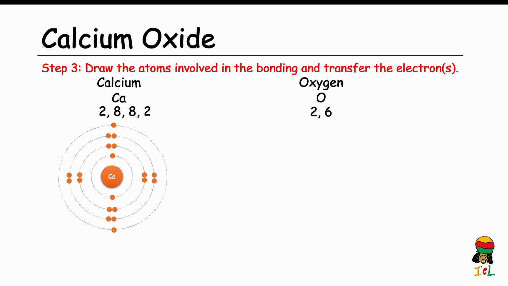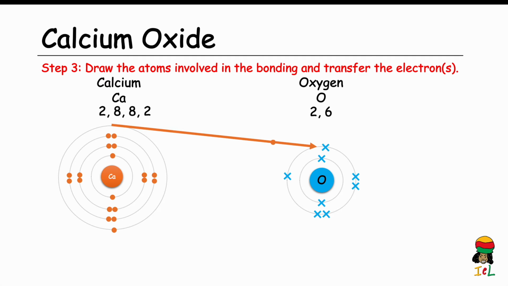Next is the oxygen atom, starting with its central nucleus surrounded by 2 shells. We're going to use crosses to represent the electrons on the oxygen atom. The first shell carries 2 electrons and the second shell carries 6 electrons. Note that the last shell of oxygen requires 2 more electrons to make the maximum of 8 electrons on the last shell. Therefore, oxygen will accept 2 electrons from calcium. Consequently, the 2 valence electrons of calcium are transferred to the last shell of the oxygen atom.